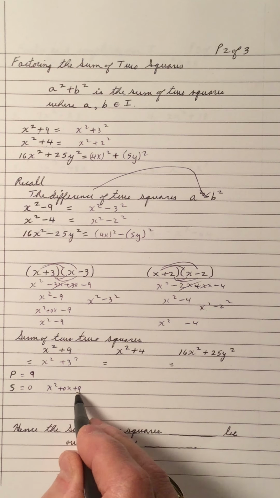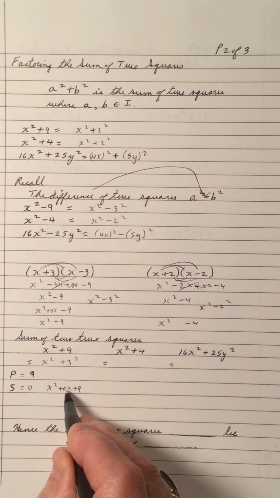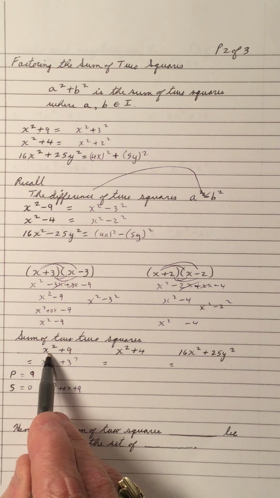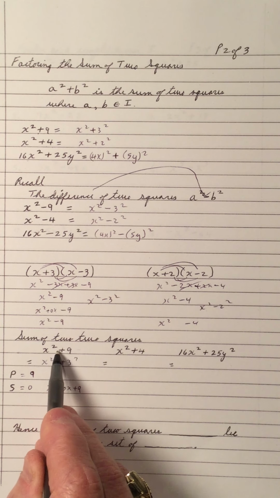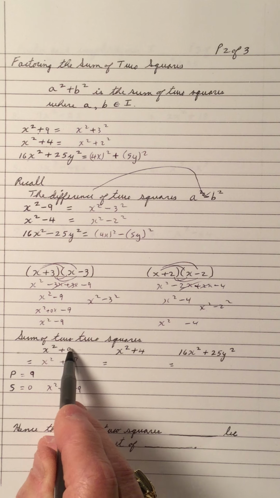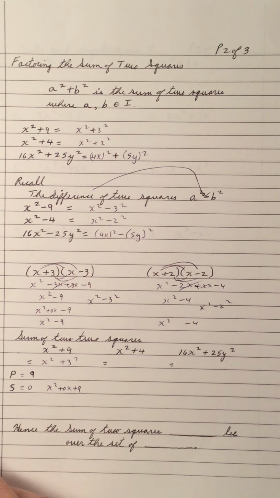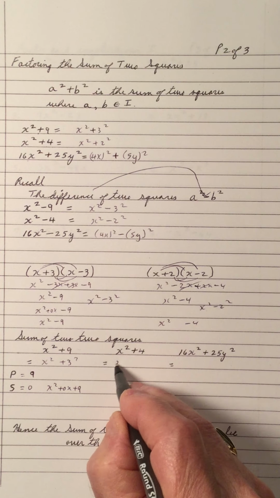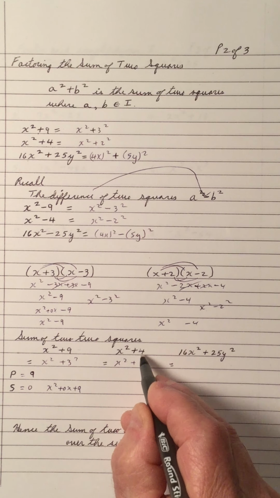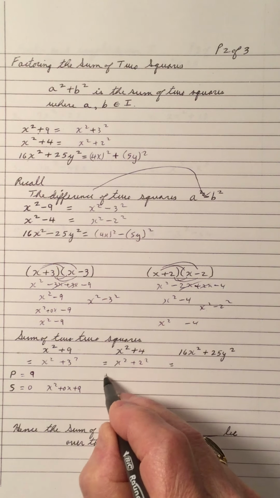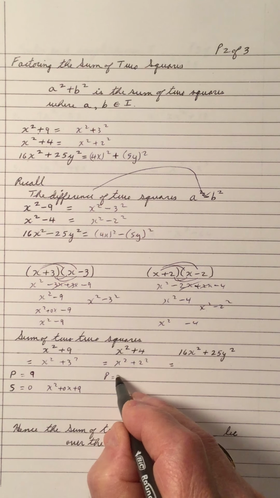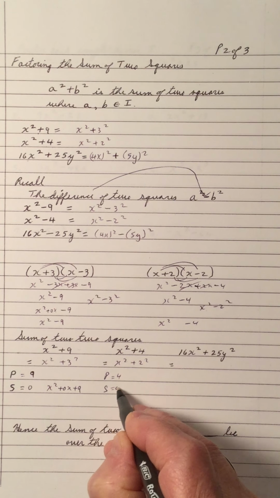So that means in this trinomial, the product is on the end, which is your c, which is 9, and your sum is 0. So if we look at this again, that's your first term, there's no x, and that's your last term. So the product is on the end, plus 9, and the sum is 0. And that's the same thing that's going to happen here. 4 is 2 squared. So the product is 4, and your sum is 0.